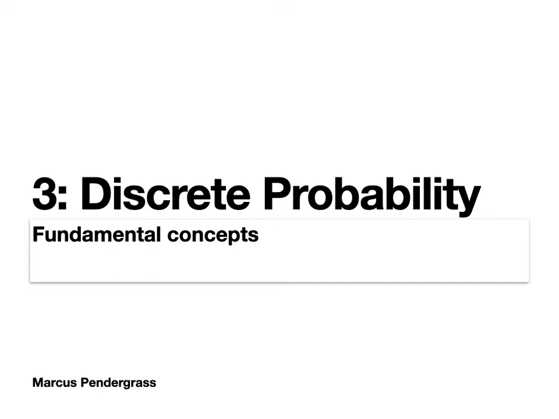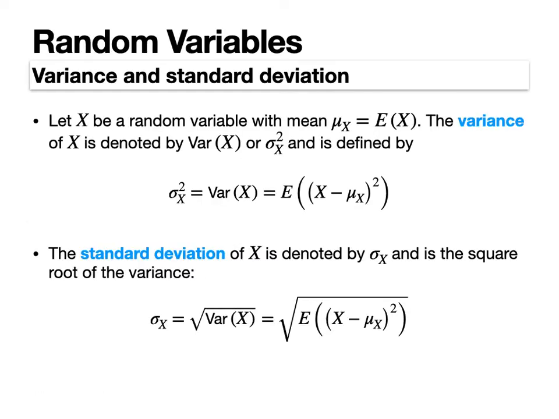We're still in Unit 3 discussing some of the fundamental concepts of probability and statistics in the context of discrete probability spaces. And the concept we'd like to look at now is one of variance and standard deviation. You may remember these concepts from statistics. They're measures of how much the distribution is spread out in some sense.